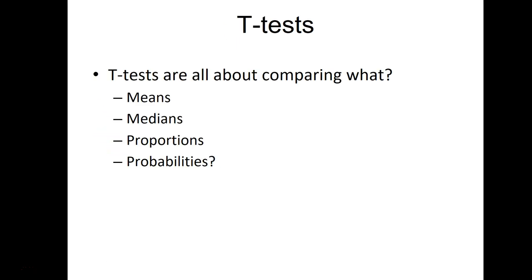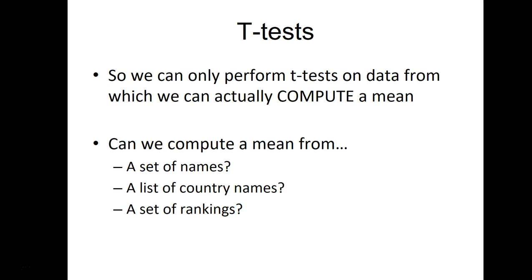So, t-tests are all about what? They're about comparing means, not medians or proportions. So, we can only perform t-tests on data from which we can actually compute means. Can we compute a mean from a set of names? What's the mean Shirley? What's the mean Bob? You can't do that. How about a list of rankings? What's the mean ranking of your favorite baseball team?